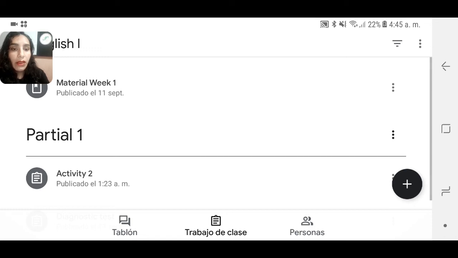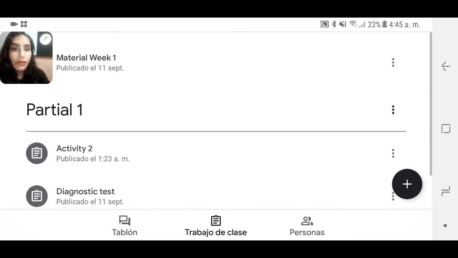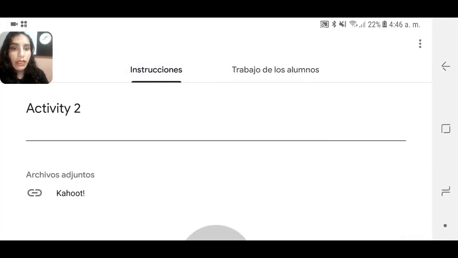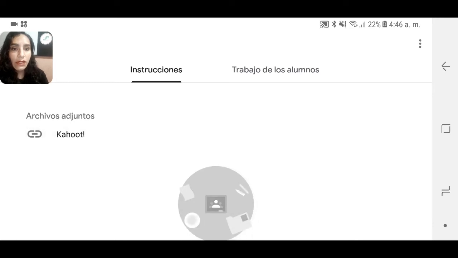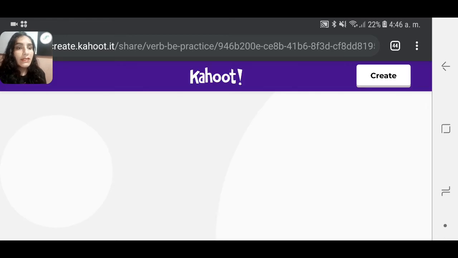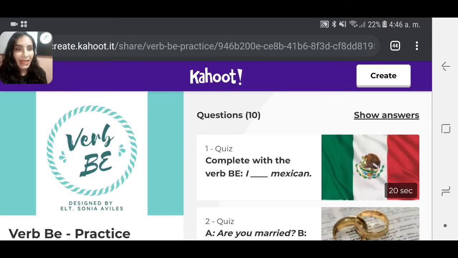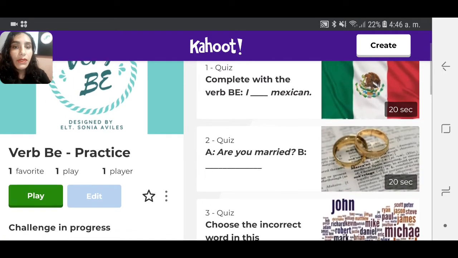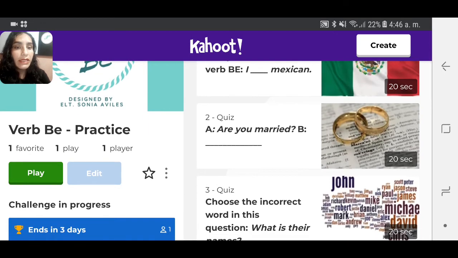Voy a entrar a mi Google Classroom y voy a ir a la actividad número 2. Me voy a las instrucciones, yo ya les leí las instrucciones en la diapositiva y voy a ingresar a mi Kahoot. Kahoot es un juego en línea donde ustedes van a poner a prueba su conocimiento sobre el verbo be y los descriptive adjectives. Okay, so here you have the Kahoot, but maybe you will not be connected.